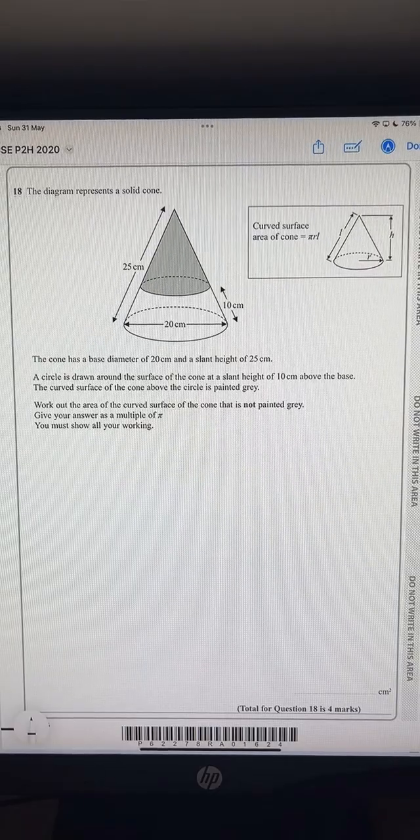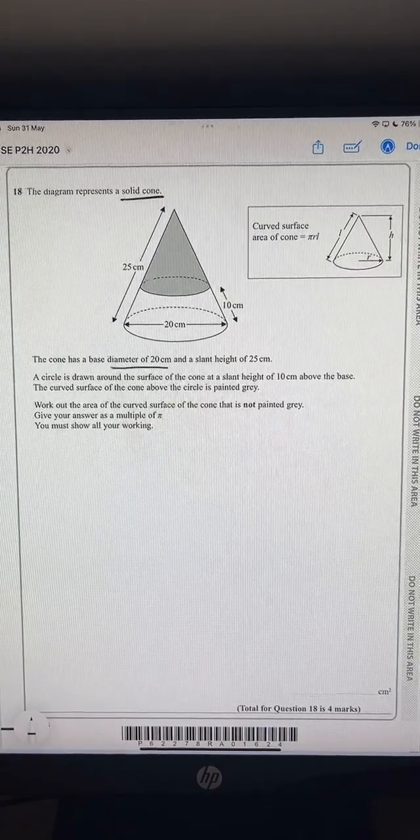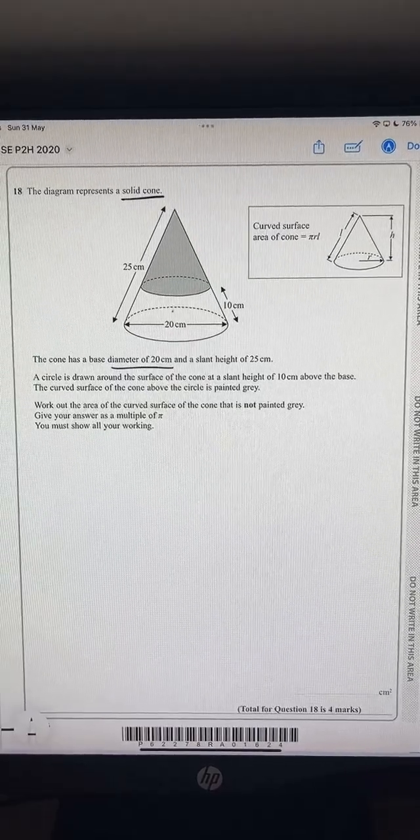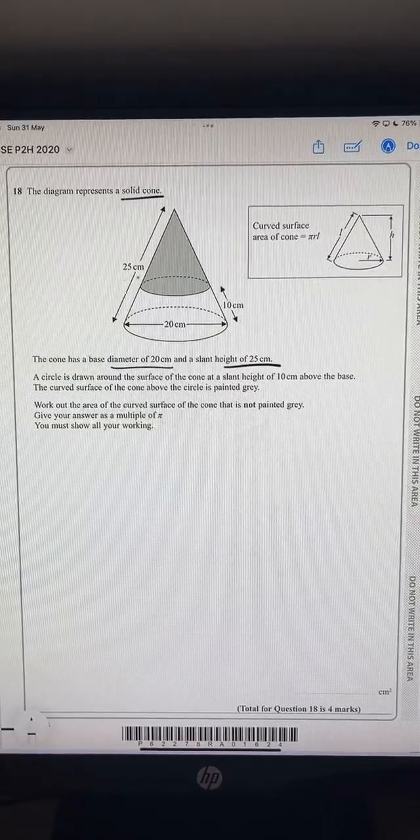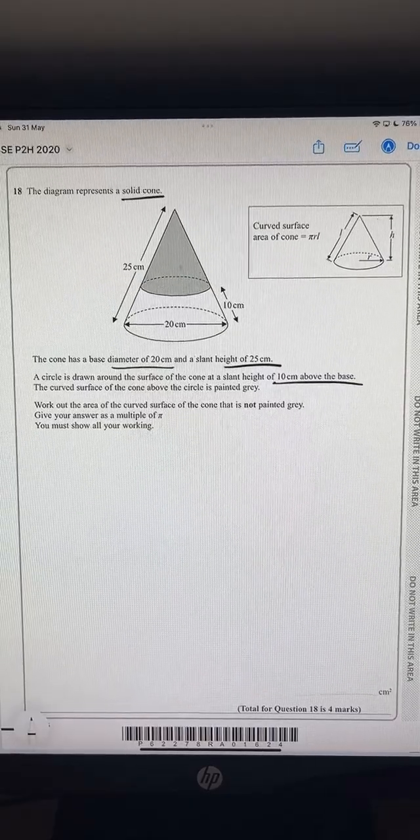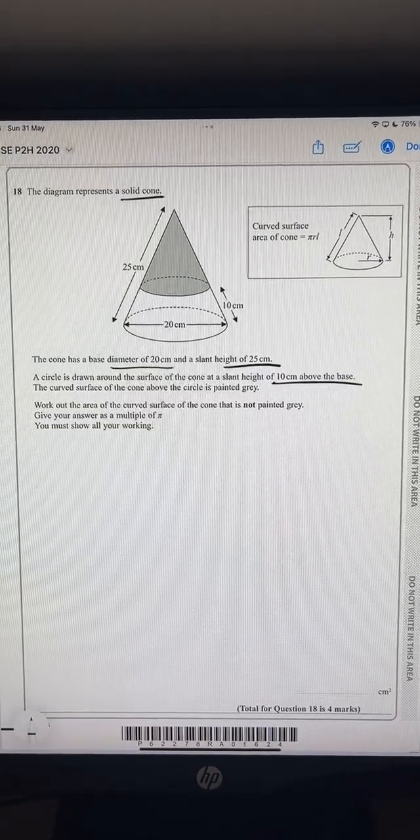Okay, the diagram represents a solid cone. The cone has a base diameter of 20 centimeters. It is the diameter, not the radius, and a slant height of 25 centimeters there. A circle is drawn around the surface of the cone at a slant height of 10 centimeters above the base. There's my circle drawn there.